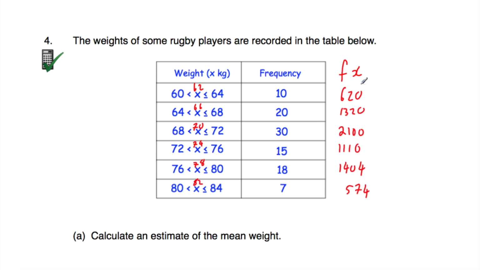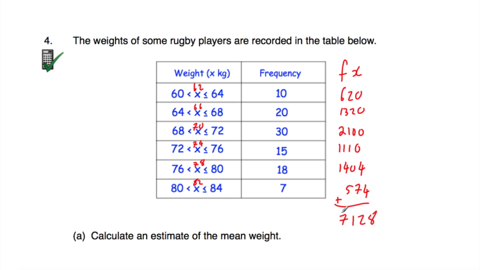So we've filled out our FX column. So that's our estimates for the total of each one of the categories. Now we're going to add those up to find our estimate for the grand total. So we're going to do 620 plus 1,320 plus 2,100 plus 1,110 plus 1,404 plus 574. And it's very important you're very careful whenever you're typing those into your calculator. And I've got that's equal to 7,128.